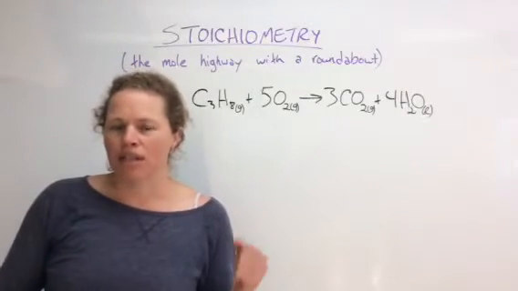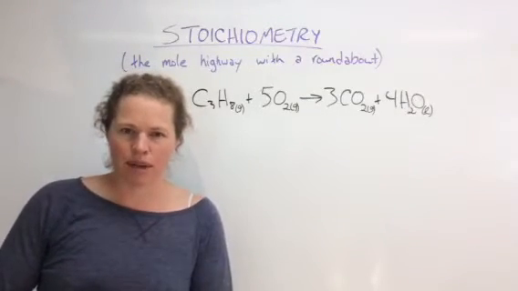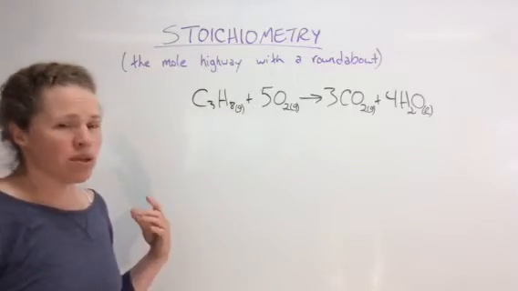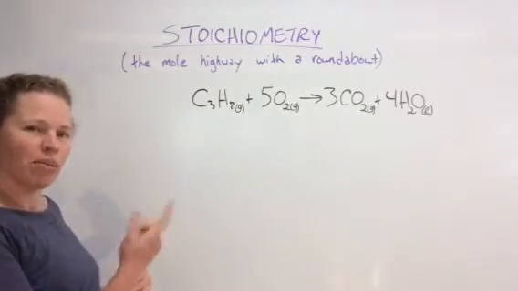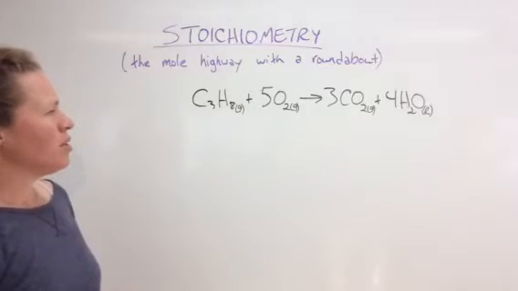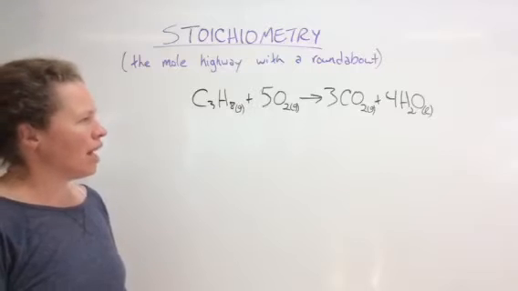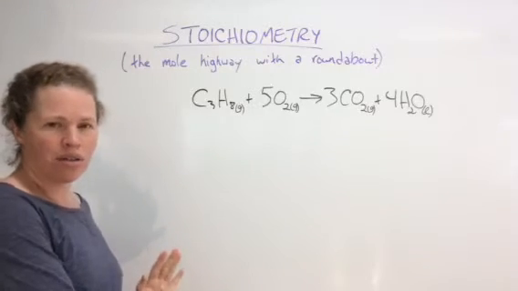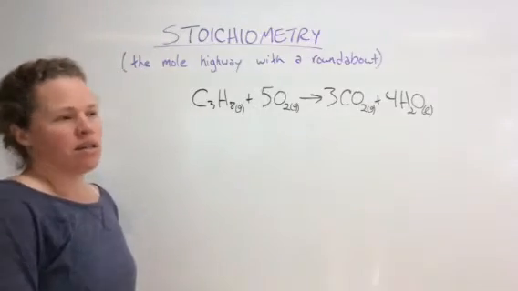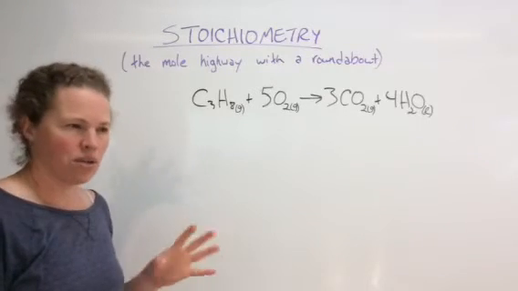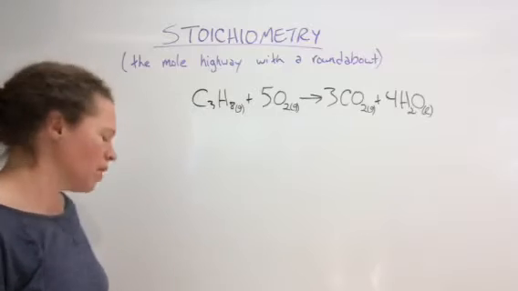All right, so we've got the different types of reactions in the bag. You guys did great on that. And we're on to stoichiometry, which is back to the mole highway, but with a roundabout. So what we're going to be doing here is using the balanced equation of a reaction and going from moles of one thing to moles of a different thing. So it's kind of fun. It's just another example of the conversion factors and how we're just going to use our units to guide us.